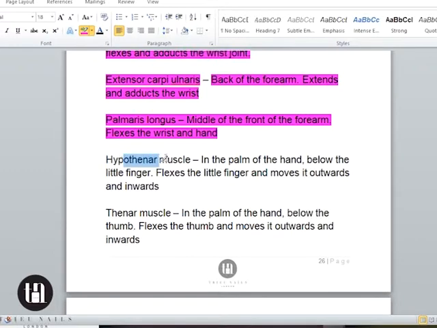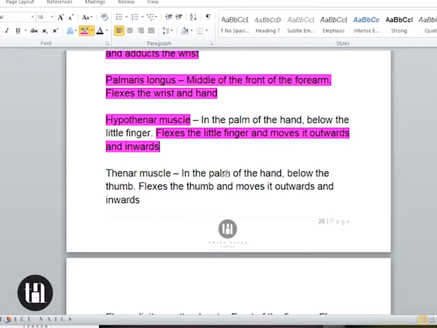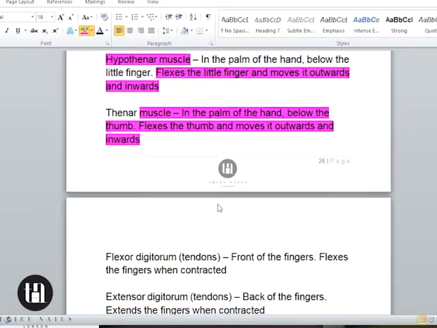You then have the hypothenar muscle. So if you want to write that down, it's hypo and then thenar, that's how you pronounce it. It's in the palm of the hand, below the little finger. It flexes and moves it towards and inwards. You then have the thenar muscle in the palm of the hand, below the thumb. So this one is hypothenar muscle, which is below the little finger, whereas this one's below the thumb. And it flexes the thumb, moves it outwards and inwards.